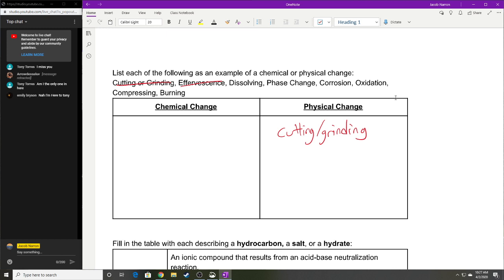The thing you have to ask yourself is, physical change, it's still going to be the same thing. So if you take water and you put it in the freezer and you freeze it, it's still H2O. So that's still just a physical change.